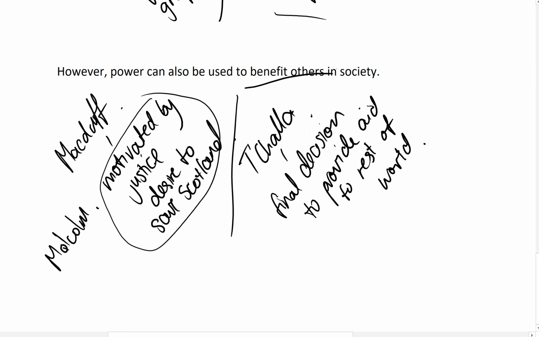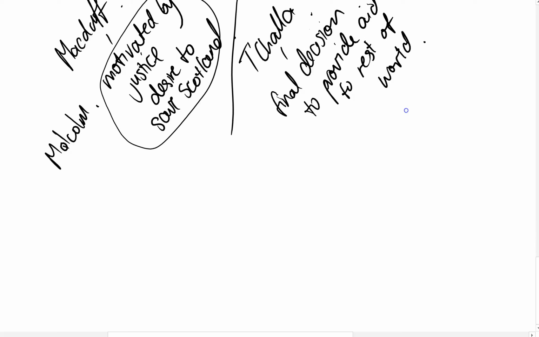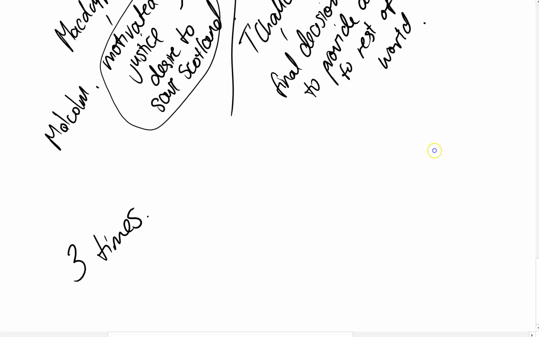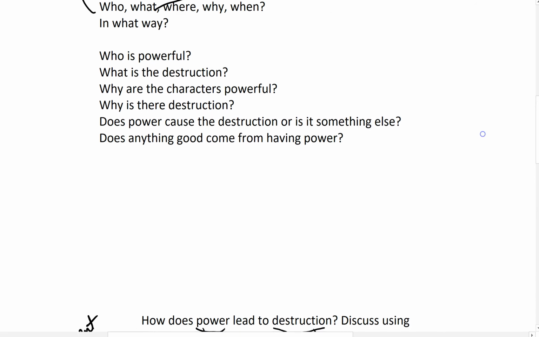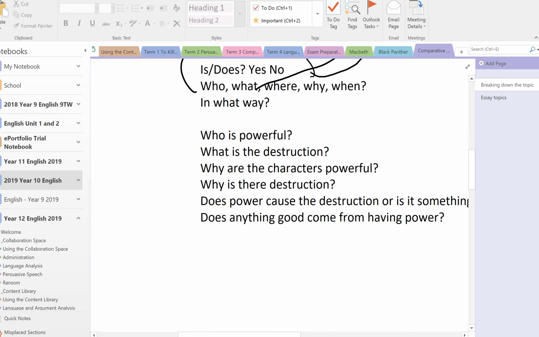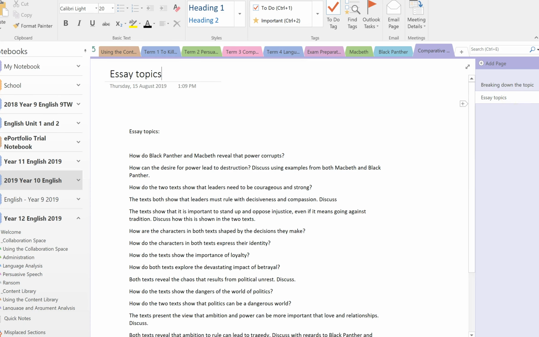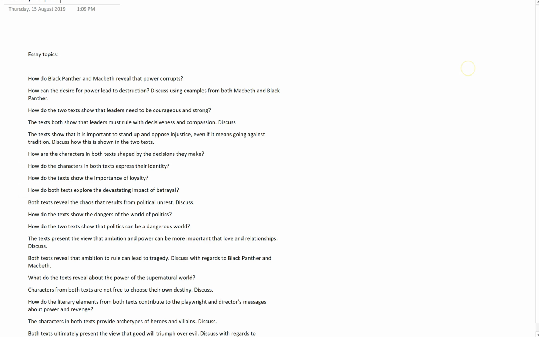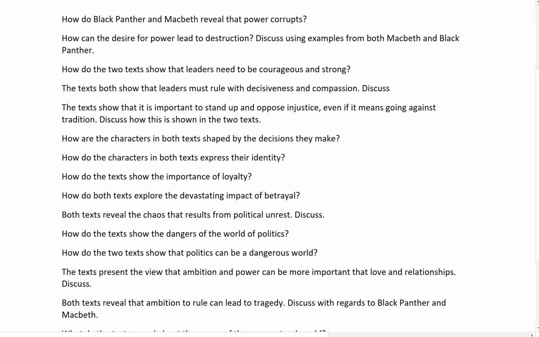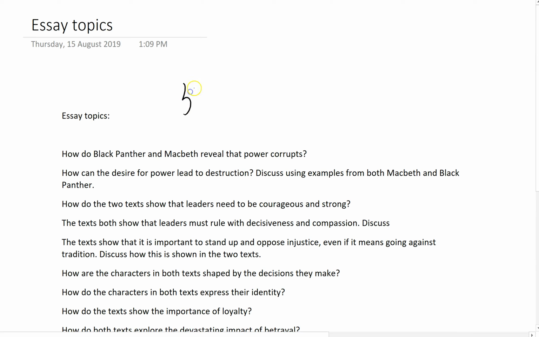So this could be the way that you begin the process of planning an essay topic. Your task now is to do this at least three times. Okay, there is in your OneNotes a series of essay topics. So if you come down to the essay topics there, you can now choose at least three of these and do that process.